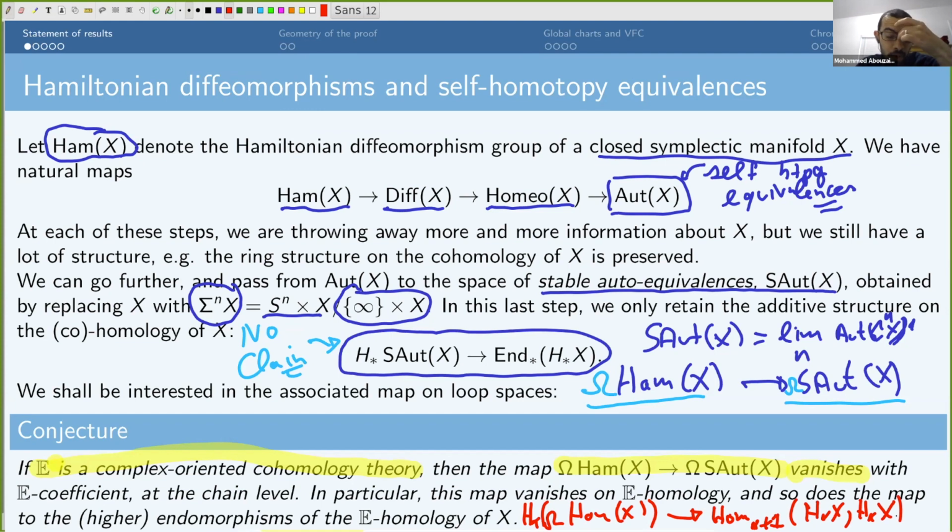If you want some kind of concrete claim about integral homology, the claim is that if we take the homology of the base loop space of the Hamiltonian diffeomorphism group, we get some sweep out map that raises degree by 1 from the homology of x to itself, and that map is trivial. Okay, I'm worried that nobody can hear me.